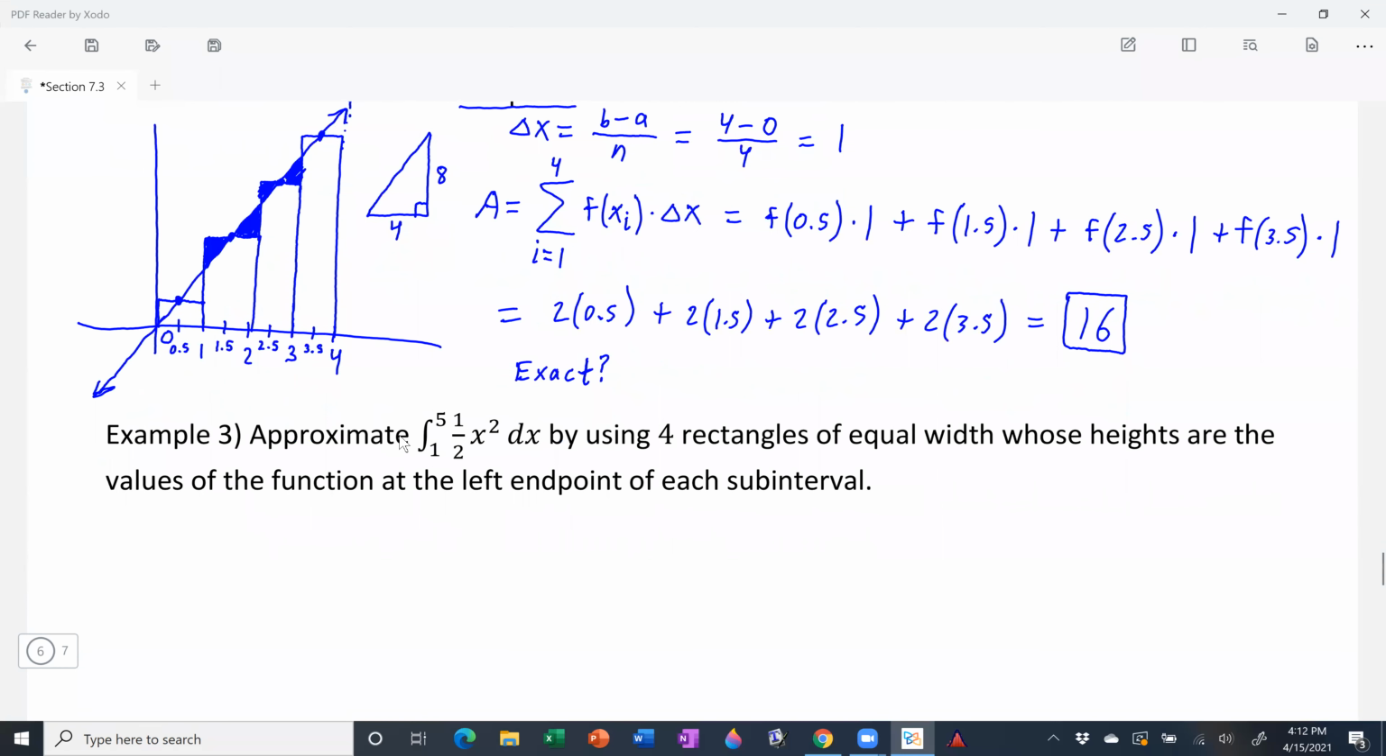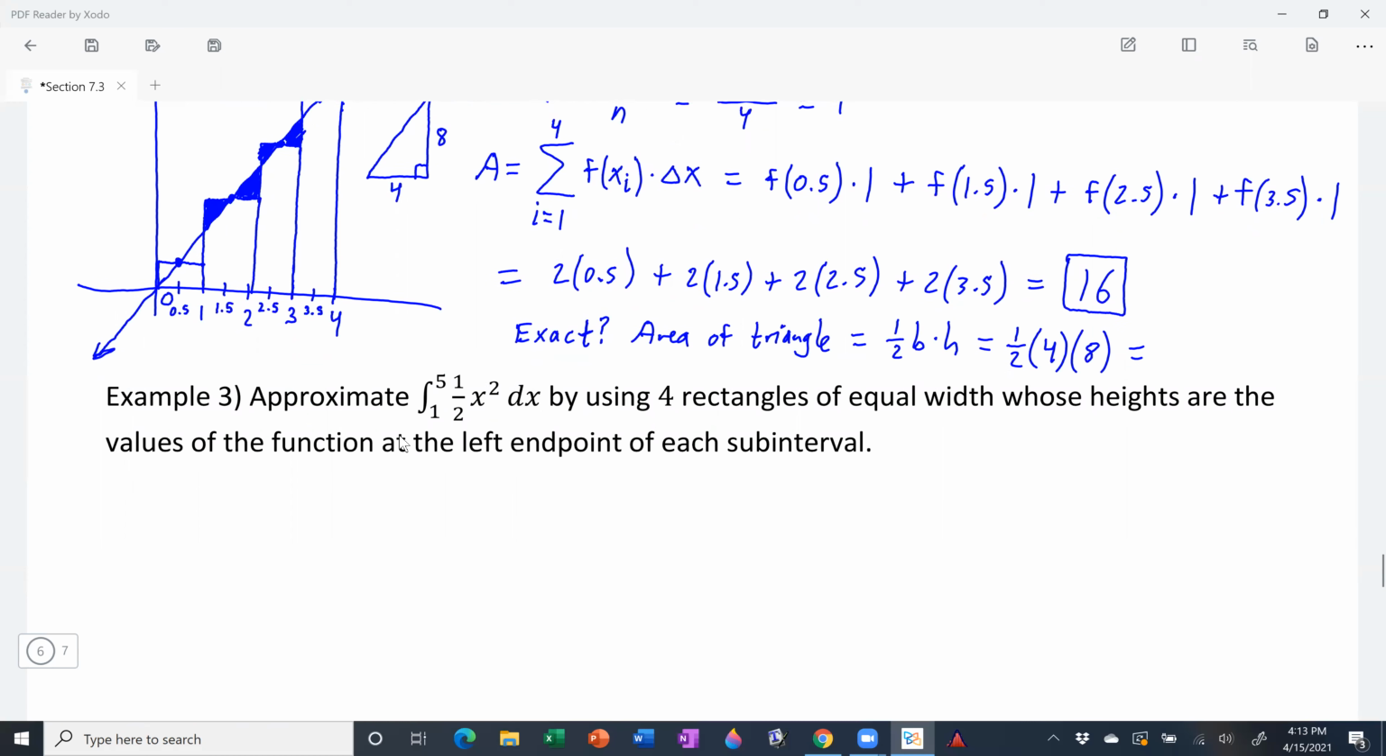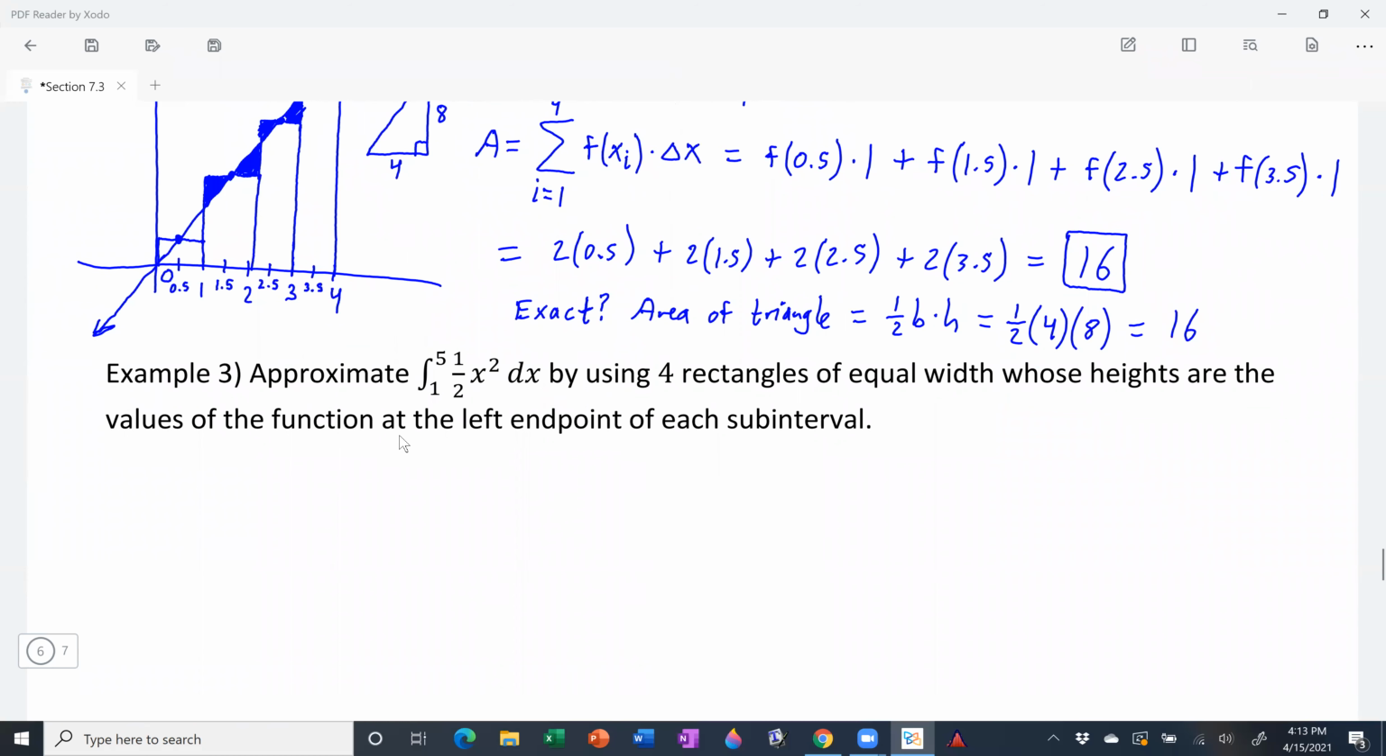Okay, and then remember that the area of a triangle equals 1/2 base times height. And so this would be 1/2. The base all the way across would be 4. And then the height right there would be 8. So that's 1/2 of 32, which is 16. Hey, check it out.